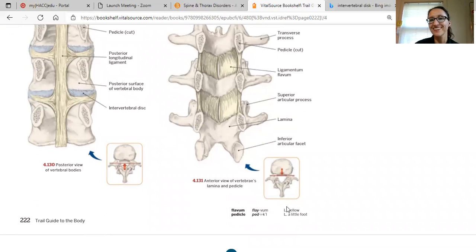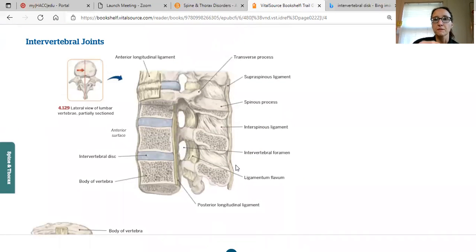Flavum means yellow in Latin, in case you were wondering. Ligamentum flavum is yellow. All right, so that's just a little bit about the ligaments and how they help stabilize the spine. I want to talk a little bit about the intervertebral disc.